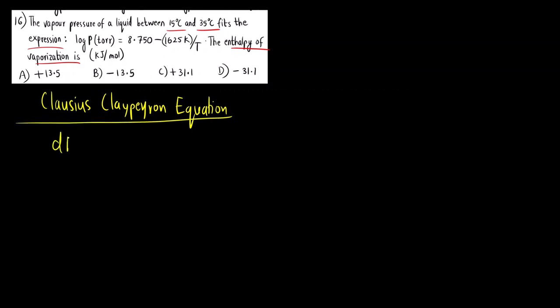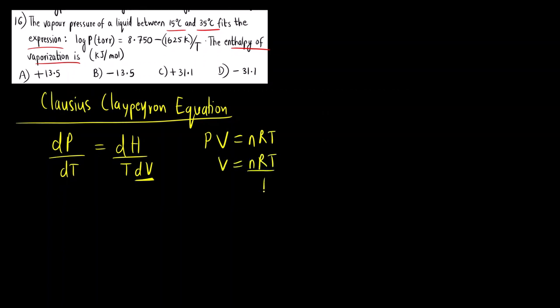Clausius-Clapeyron equation. What is the general form? dP by dT is equal to dH by T dV. Now, this is nowhere close to the expression that is given. log P is equal to some expression. So, what we have to do is we have to replace dV. PV is equal to nRT. So, what will be V? V is equal to nRT by P.